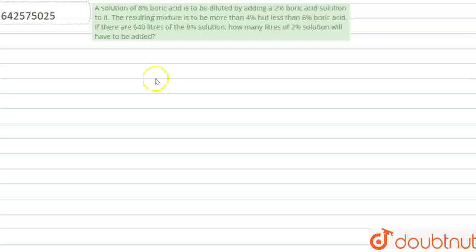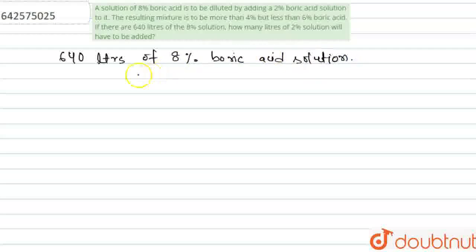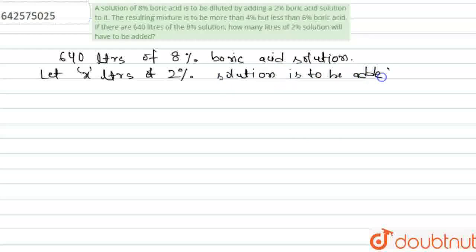Okay, so in this question it is given that there is first of all 640 liters of 8% boric acid solution. Now let us suppose that x liters of 2% boric acid solution is to be added in the given 8% solution. So when we add x liters of 2% solution to 640 liters of the 8% solution, the total volume will be equal to 640 plus x liters.